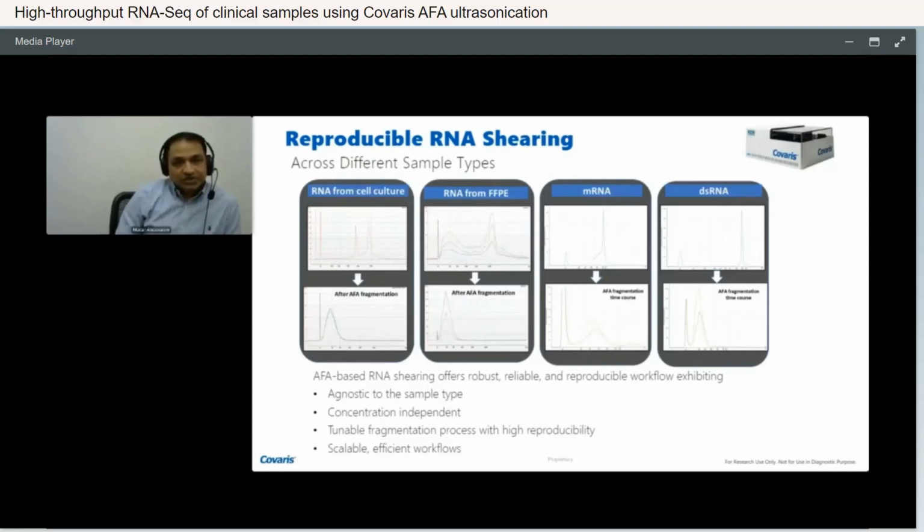A representative RNA electropherogram prior to AFA treatment is shown on the top. The bottom electropherograms are after AFA treatment. Depending on the library specifications and workflow requirements, the fragment sizes are tunable with a high reproducibility. Speaking about the scalability aspect, Covaris instruments are enabled to process from 1 sample to 384 samples based on workflow and throughput requirements.